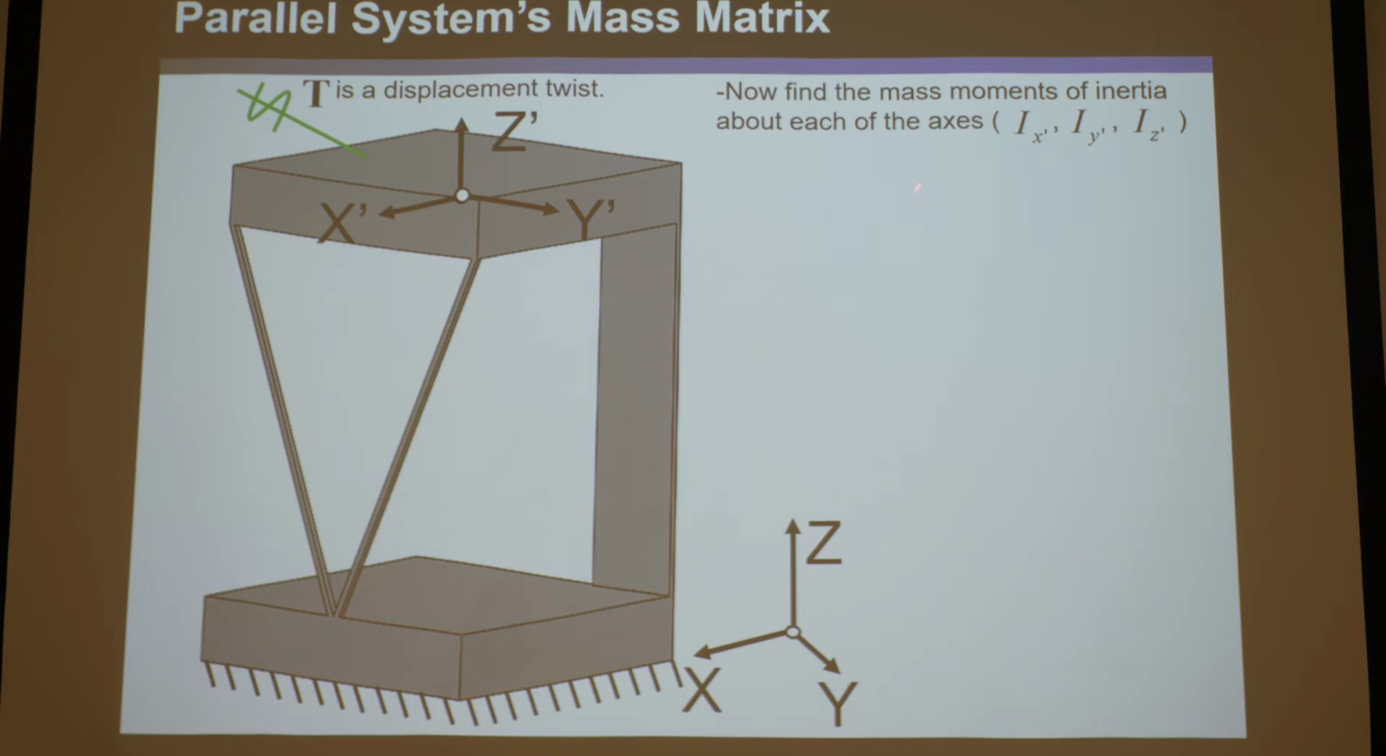Okay, so let's find Ix prime, Iy prime and Iz prime. What's the angular mass moment of inertia if you rotate this stage around these axes is what we're talking about. What's the thing that, if you multiply it, torque x equals Ix times alpha x, with primes above them all? That's what we're trying to find here. What's the mass moment of inertia?